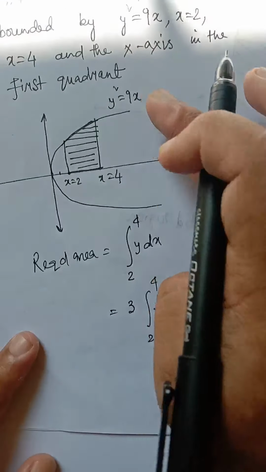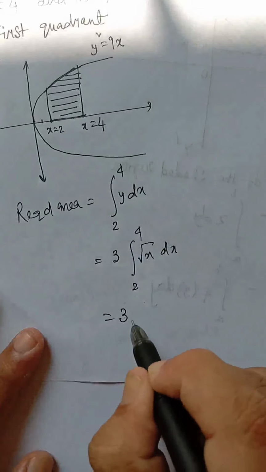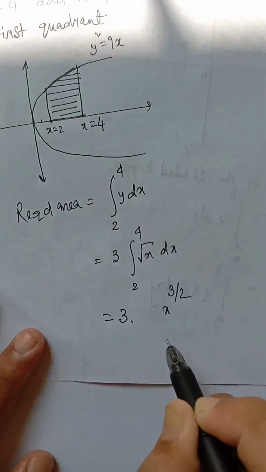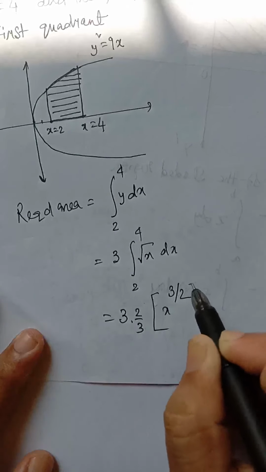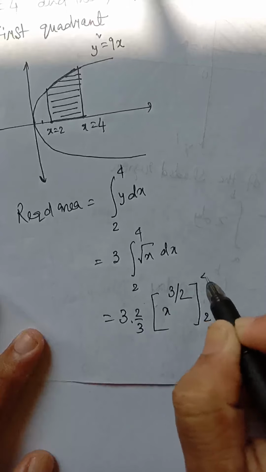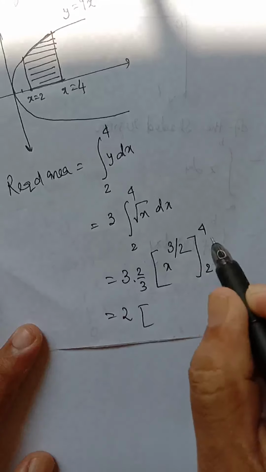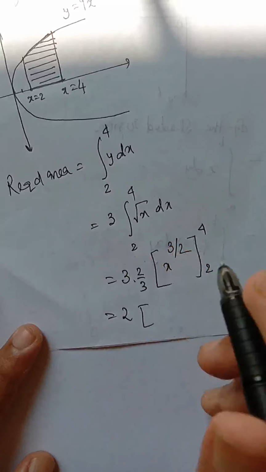y square equal to 9x, so y equal to root over 9x, which means 3 root x. 3 into the integration of root x is x to the power 3 by 2 by 3 by 2, so it will become 2 by 3. The limit varies from 2 to 4. So this will be 2, cancelling 3, 3. If we put x equal to 4, 4 means 2 square, and this 2 gets cancelled.